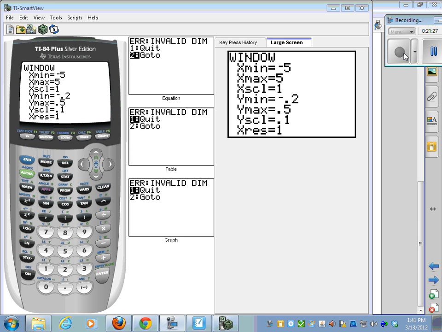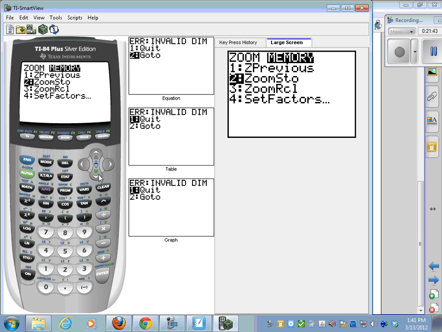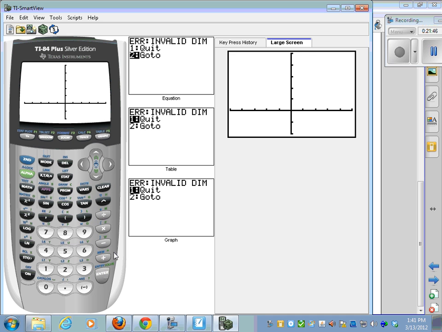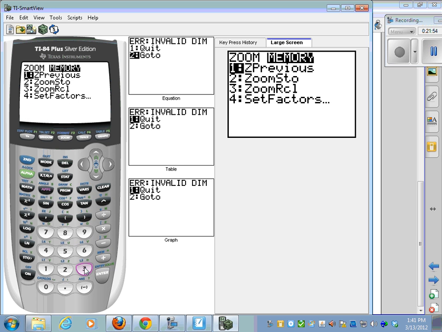The good news is you can either write them down because they're always going to be the same, or the other thing you can do is store that into memory. So I'm going to show you how to do that. If you want to store it into memory, you simply go zoom, memory, store, number 2. It takes that window and puts it into memory. And if you want to bring it back, it's pretty easy. You just go zoom, memory, pick the third one, zoom, recall. Why does mine look different?